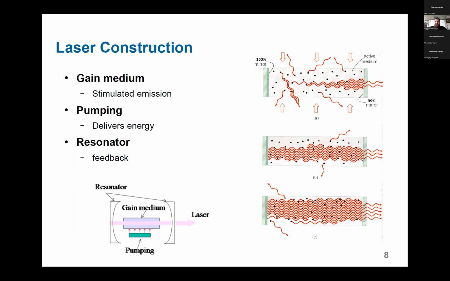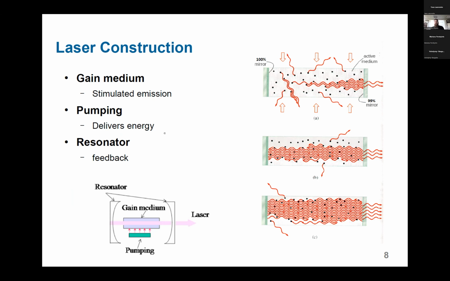When you want to construct a laser, so using these theoretical ideas, what you need for a very basic one is a so-called gain medium. So that's the area where stimulated emission happens. That's where your atoms are being excited and then hit by the already existing photons.